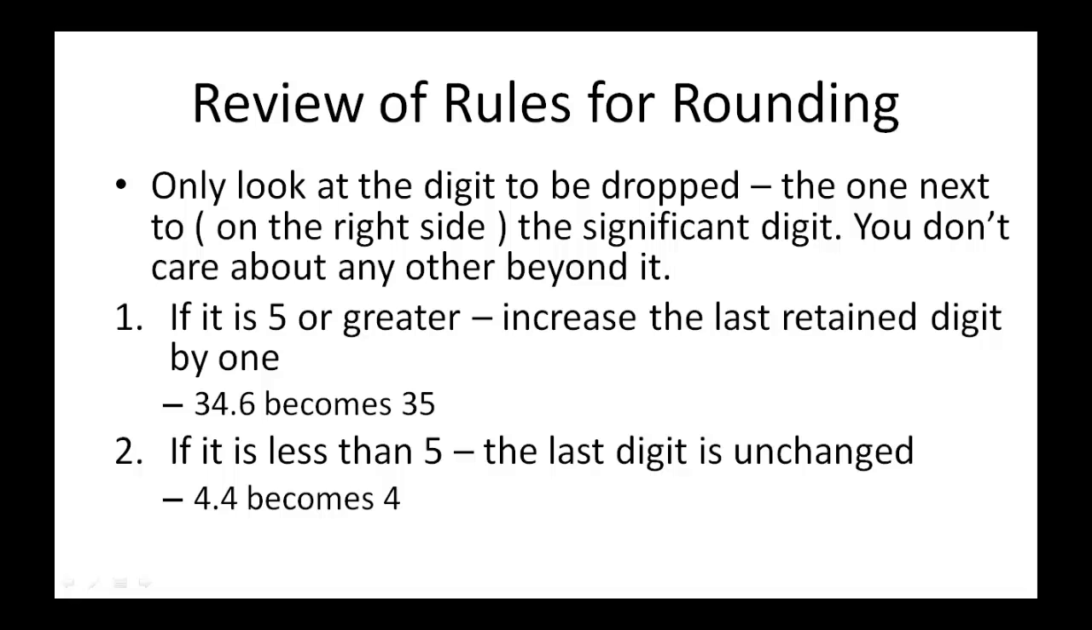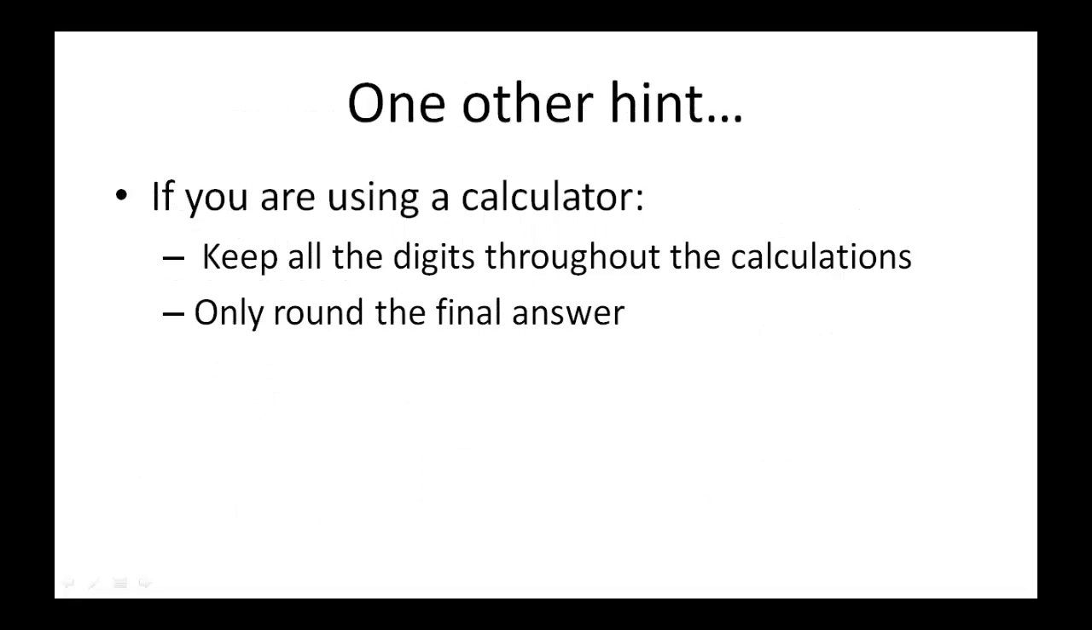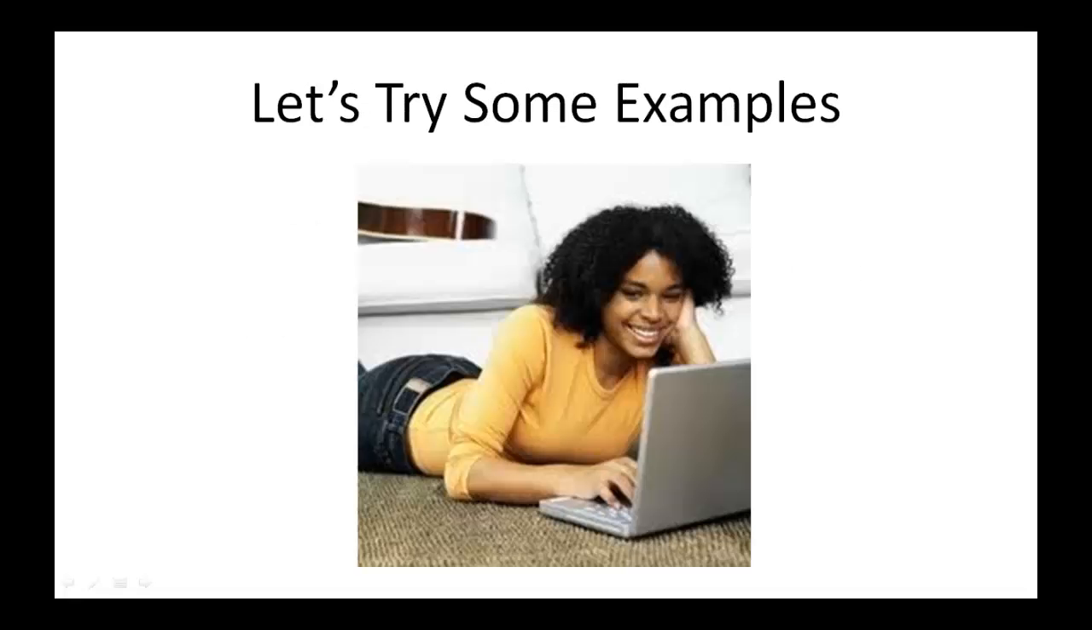Let's review the rules of rounding just in case you might have forgotten. If it is 5 or greater, increase the last retained digit by 1. So 34.6 becomes 35. If it is less than 5, the last digit is unchanged. So 4.4 becomes 4. If you're using a calculator, keep all the digits throughout the calculations. Only round the final answer. Let's try some examples. All set?